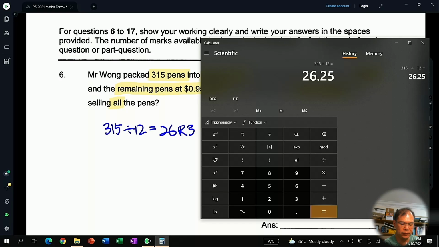So there are at least 26 sets of 12. 26 sets of 12 would be 312. Now you have a total of 315 pens. So 315 minus 312, that is a remainder of 3. Right, so this is how I got my remainder. Okay.